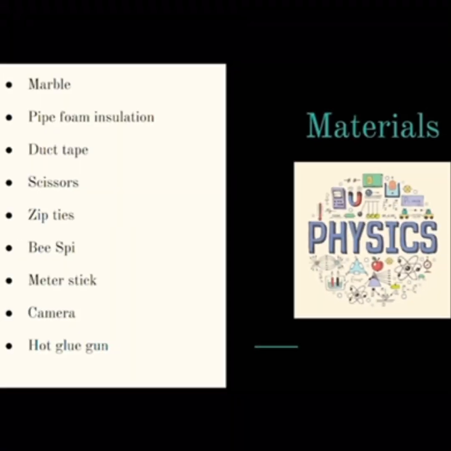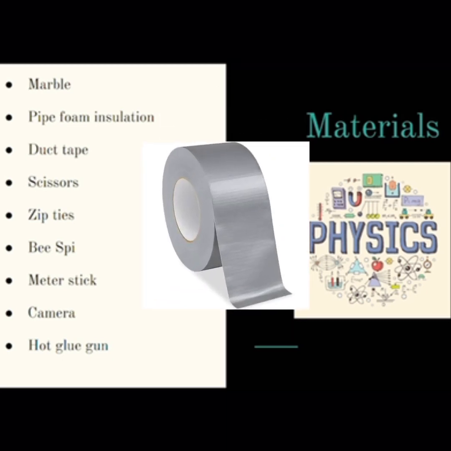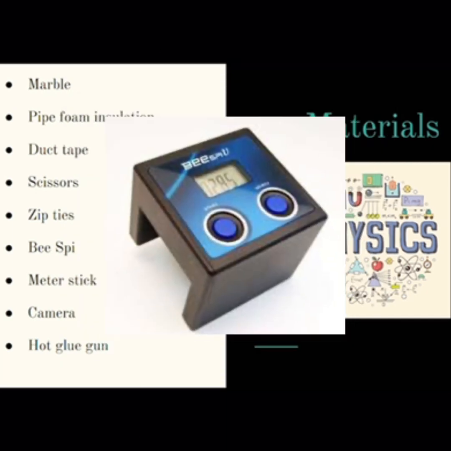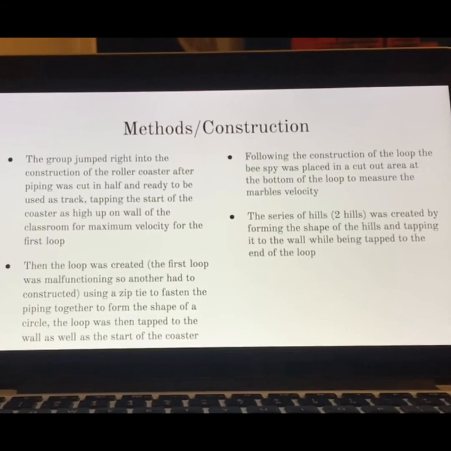The materials that were used in the experiment were a marble, pipe foam insulation, duct tape, scissors, zip ties, a B-spy, a meter stick, a camera, and a hot glue gun. Methods and construction. The group jumped right into the construction of the roller coaster after the piping was cut in half and ready to be used as track, taping the start of the coaster as high up on the wall of the classroom for maximum velocity for the first loop.